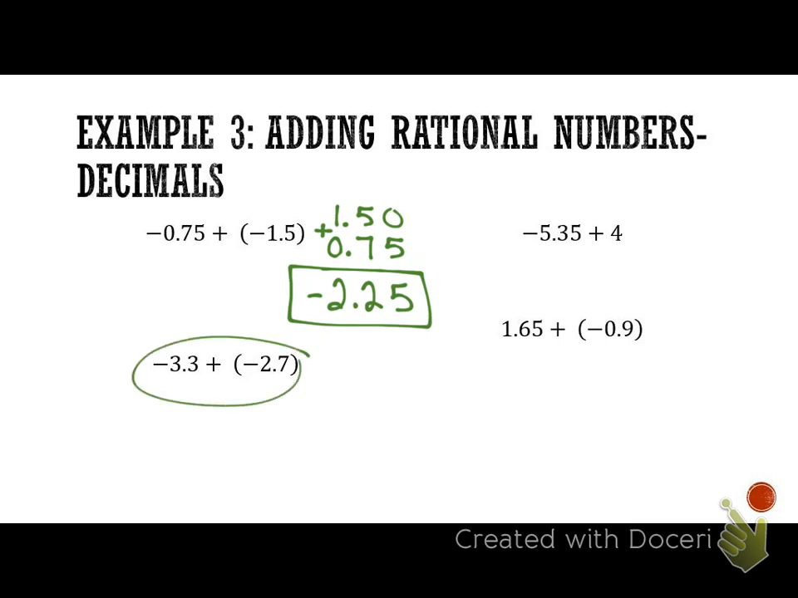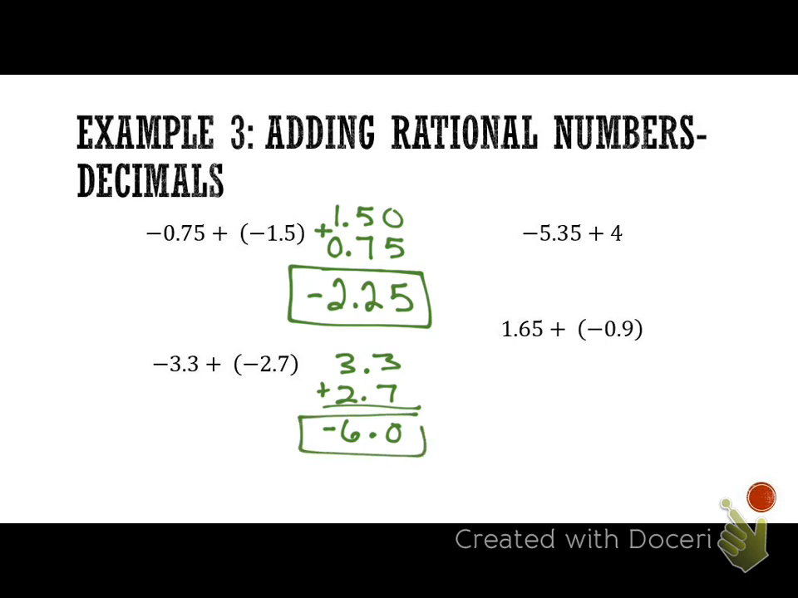All right, so I want you to do this second one on your own. When you have the answer, I want you to raise your hand. All right, so same sign or different? Same. Okay, so I add them together, 3.3 plus 2.7, and I know that's 6.0. Is it positive or negative? Negative. It's going to be negative.